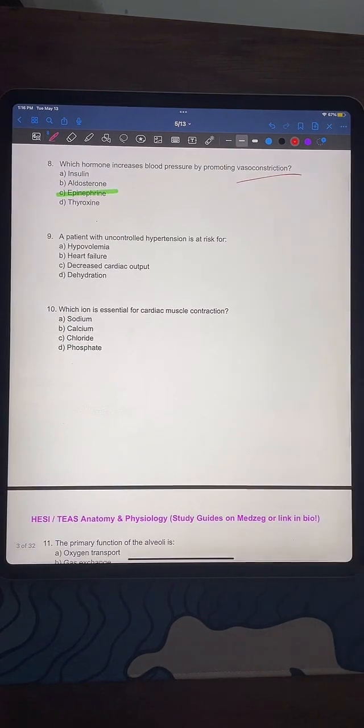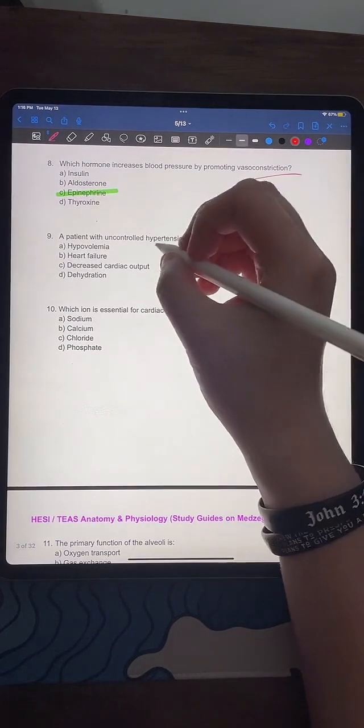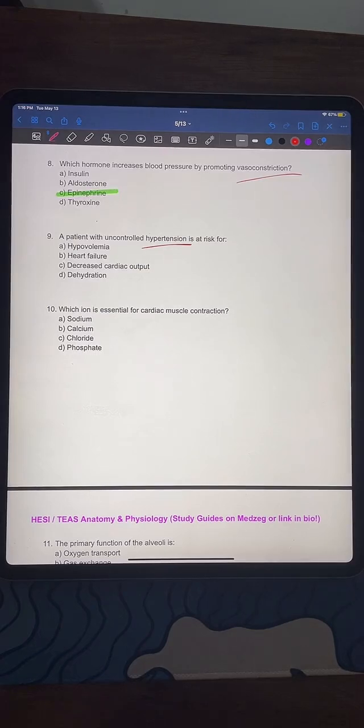Number 9, a patient with uncontrolled hypertension is at risk for.